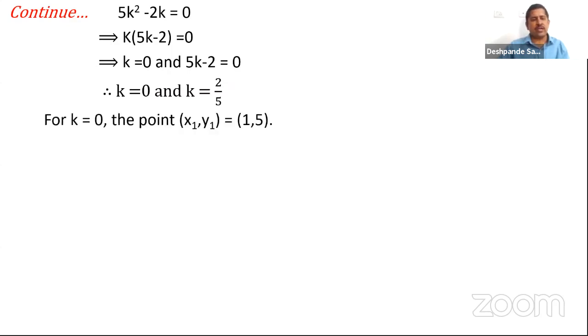Say you take the first point. What is the first point? Taking k is equal to 0, you put the value of k in x1. What is x1? It is 1 plus k. Put the value of k here. So it is 1 comma 5.